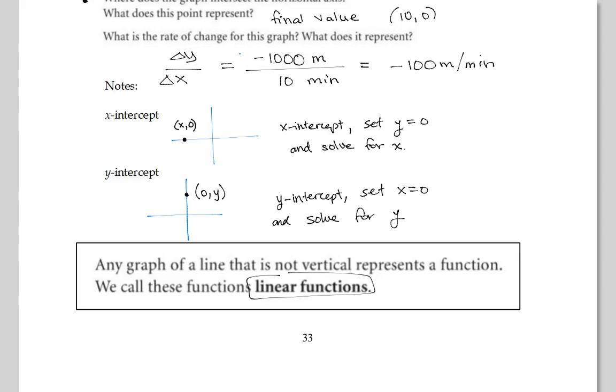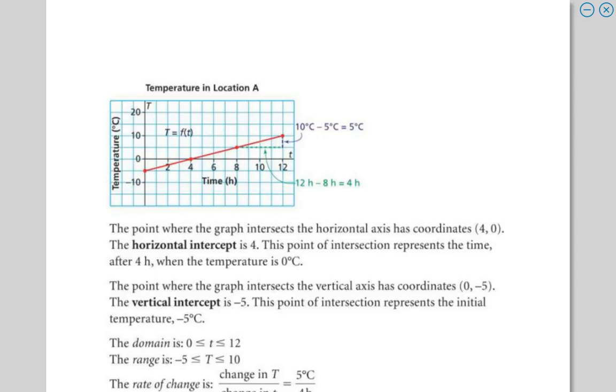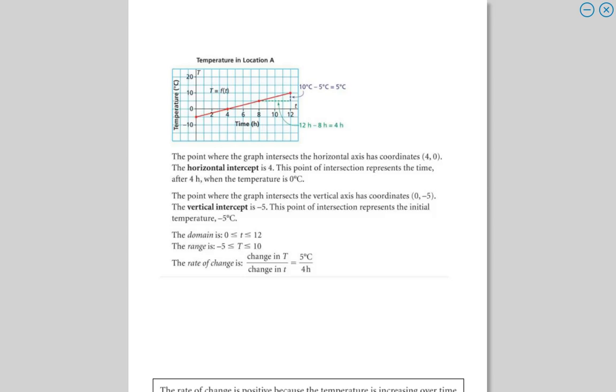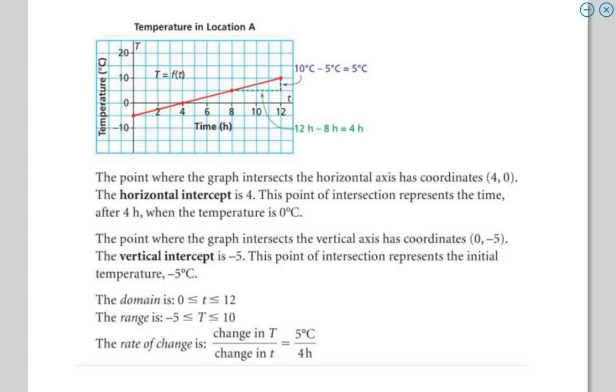And in fact, the whole next unit, the whole next chapter, is on linear functions. So this is the next unit. This is going to be chapter 6 after this week is done. Alright, so this is a worked out example for you guys.